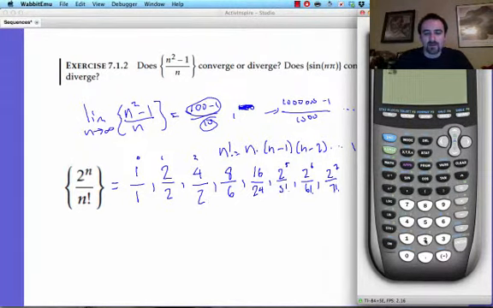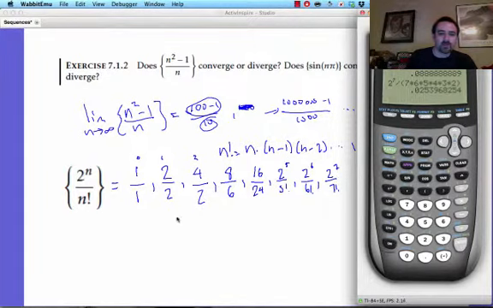Then we get 2 to the 6th. 6. Oh, we need parentheses. 6 times 5 times 4 times 3 times 2. 2 to the 7th. 7 times 6 times 5 times 4 times 3 times 2.